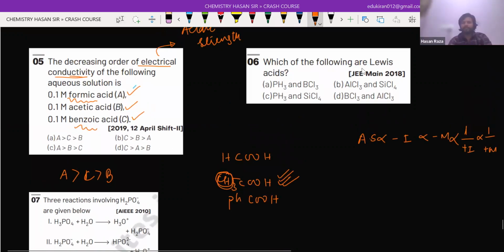As you can see, which of the following are Lewis acids? Lewis acids are the ones which attract electrons, which gain electrons, right? You can see PH3 is not an acid because PH3 is already satisfied with its lone pair. It has 8 electrons. BCl3 is an acid, but these pairs are not acids. PH3 again comes, SiCl4, both are not acids. AlCl3, SiCl4: AlCl3 is an acid, but SiCl4 is not. BCl3 and AlCl3, that's why D.